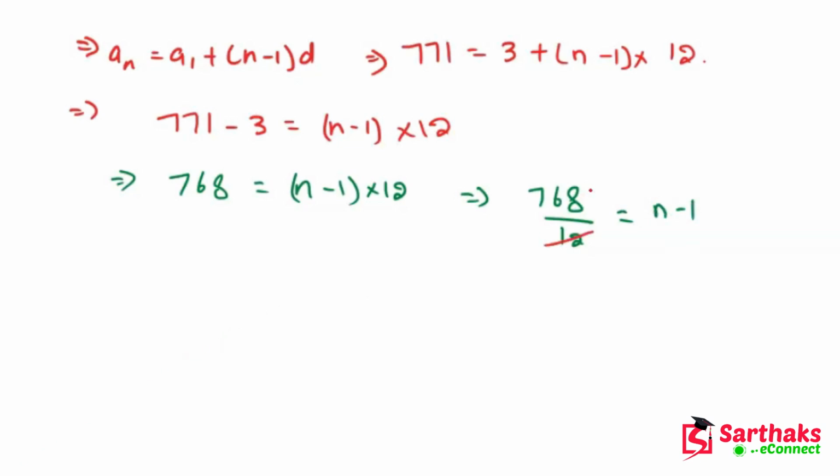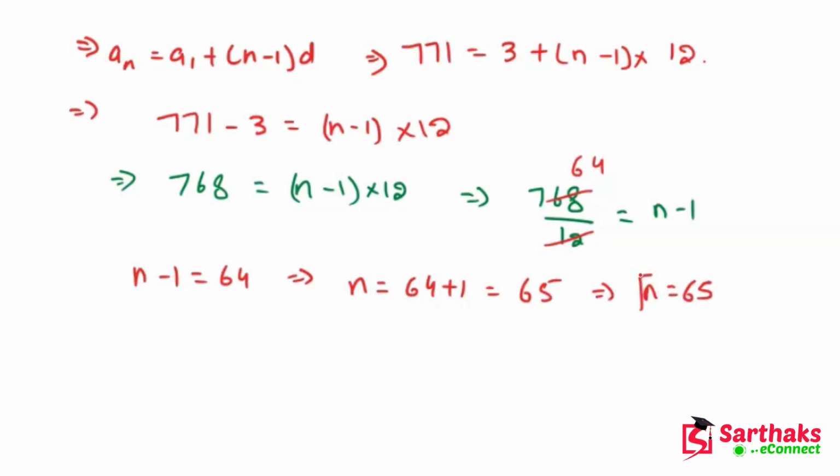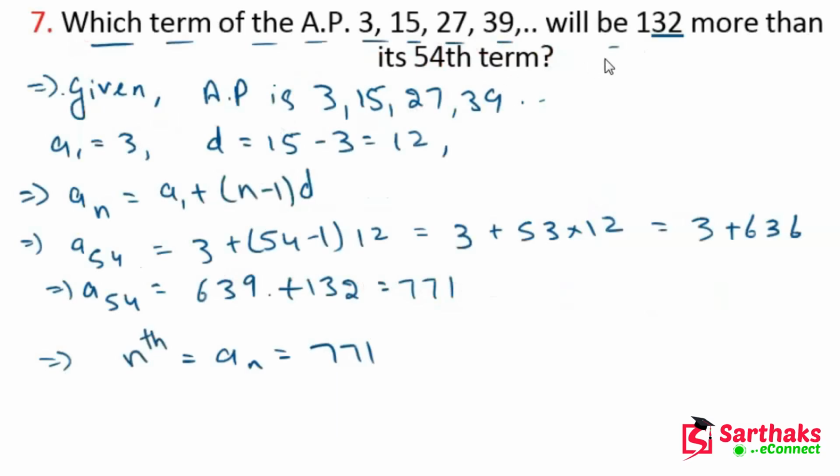Got it? So if we cancel this, here we get 64. So n minus 1 is equal to 64. So we get n equal to 64 plus 1, which is equal to 65. So n is equal to 65. So here we can say that the 65th term will be 132 more than its 54th term.